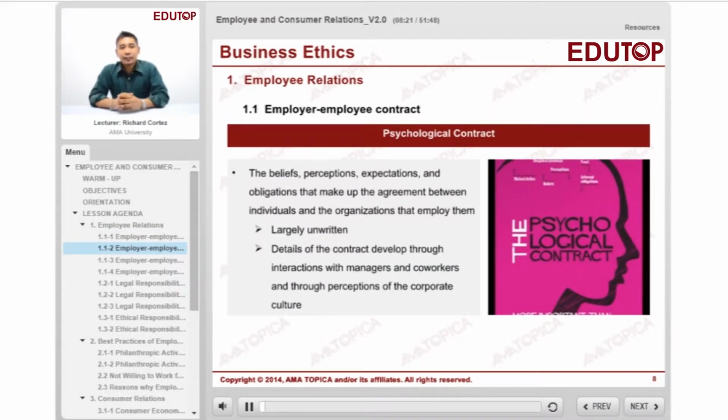And now, still under the subtopic employer-employee contract, we talk about the psychological contract between the employer and the employee. It is the belief or perception, expectations, and obligations that make up the agreement between individuals and the organization that employs them. Okay, so the written contract is physical, but we also have what we call the psychological contract. It means that there is a meeting of the minds between the employer and the employee. So the psychological contract is largely unwritten.